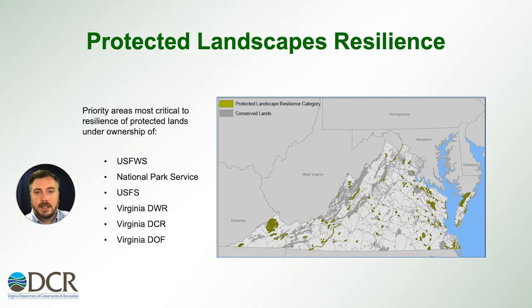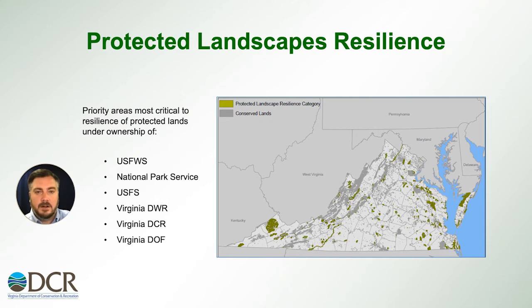For the Protected Landscapes Resilience category, priority unprotected areas were identified by 6 public resource agencies as lands and waters adjacent to existing conserved lands that are important habitats, critical connections between currently conserved lands, are critical to enhance climate resilience, and that protect key scenic and recreational values.